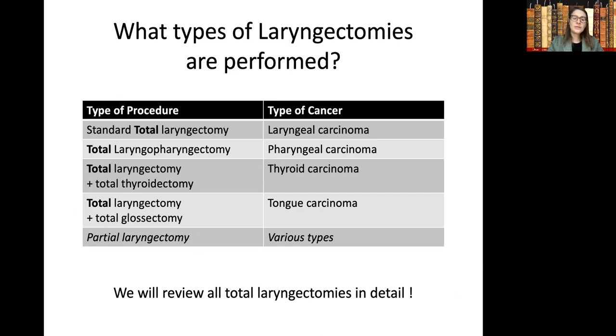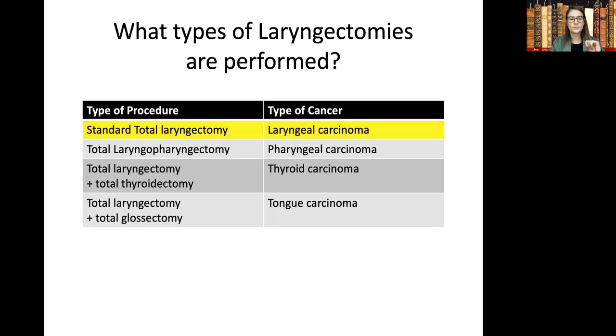We see total laryngectomies with total thyroidectomies occasionally for thyroid carcinomas that are deeply invasive posteriorly into the larynx or trachea. We sometimes see total laryngectomies with total or partial glossectomies, perhaps, for tongue carcinomas. There are other various surgical types of partial or hemilaryngectomies, which we won't review in this particular lecture, but we will go through all of the various types of total laryngectomies in detail.